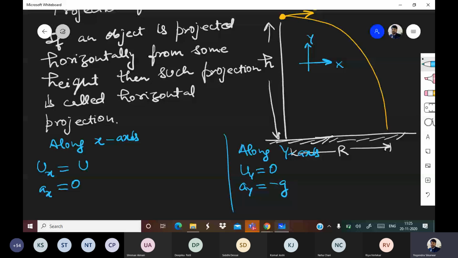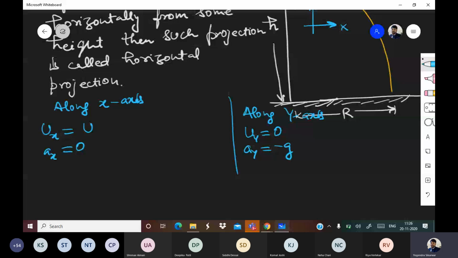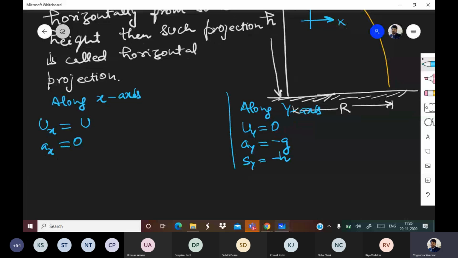Ay will be minus g. Now when the object is reaching the bottom, displacement sy will be minus h, and time taken will be how much? T is equal to question mark. And how much will be velocity along the y-axis? Vy is also a question mark, right? So these two things we are going to calculate.